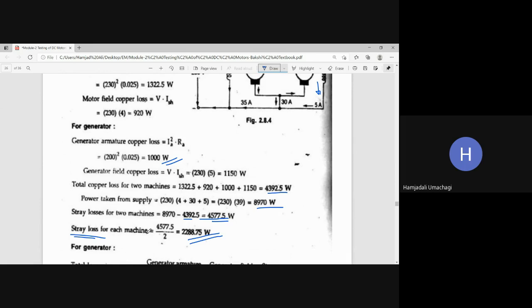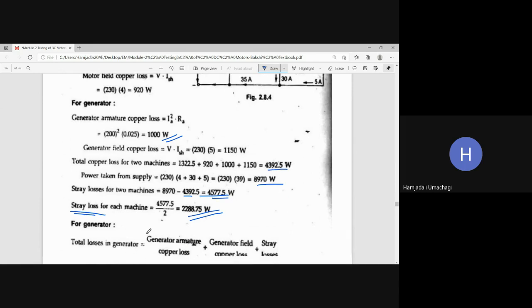Now we will calculate efficiency for the generator and efficiency for the motor separately. So first we will calculate the efficiency of the generator. Total losses in the generator is what? Generator armature copper loss, generator field copper loss plus stray loss. Armature copper loss is 30, field copper loss for the generator is 1150, and stray loss is 2288.5. Altogether total loss for the generator is 4438.75 watts.